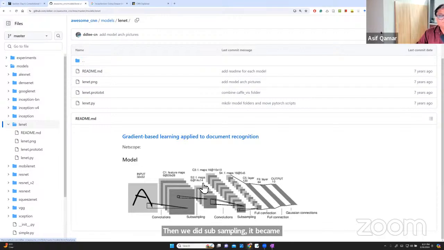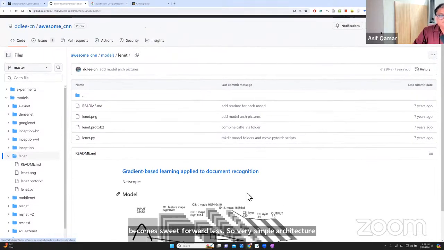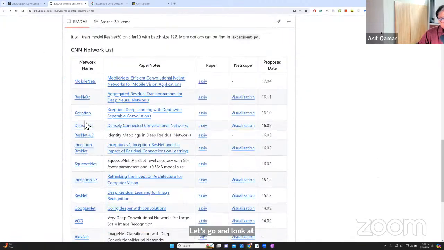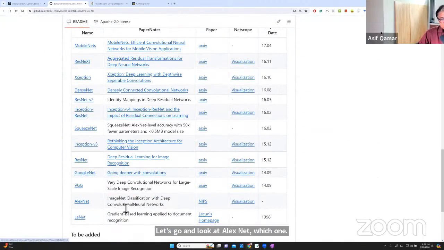It became 6 at 14 by 14. So you notice that it halved. Then you ended up with 16 feature maps in the next convolution. So you notice that you went from just 1 to 6 to 16. And then it stops. After that, it just becomes feed-forward layers. So a very simple architecture, and yet it could do pretty good handwriting recognition. Let's go and look at AlexNet, which won the prize after that.